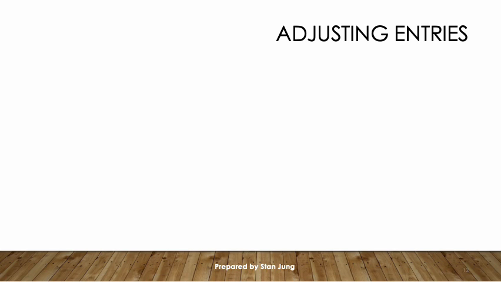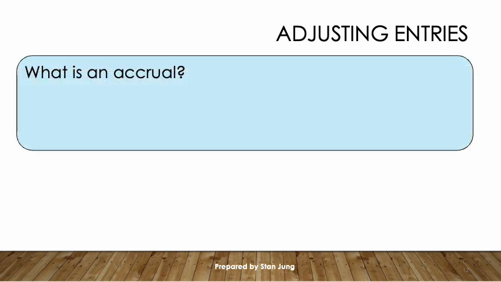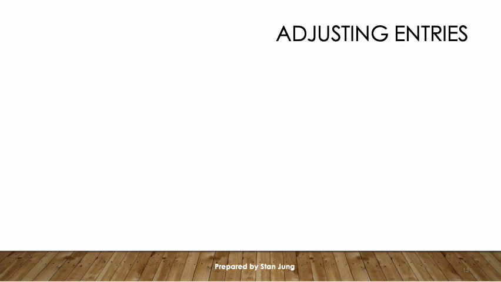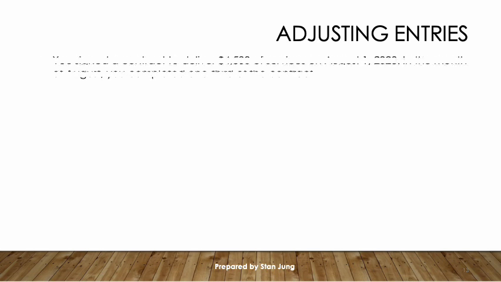Now let's take a look at the type of adjusting entries known as accruals. There are two examples of accruals: accrued revenue and accrued expenses. Revenues or accrued revenues are services performed but not yet received in cash or not yet recorded in your accounting records. And then accrued expenses, expenses incurred but not yet paid in cash or recorded in your accounting records. The most common example of an accrued expense are salaries. Let's take a look at two examples of accruals.